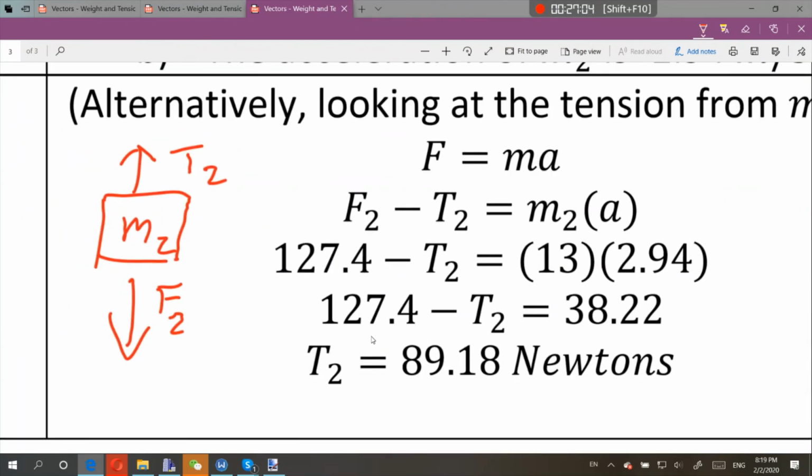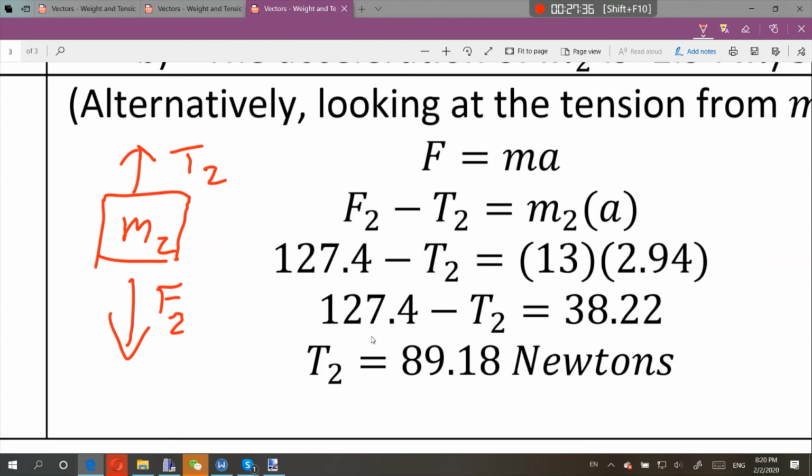My total force should still equal my mass times my total acceleration. My total forces acting just on mass 2 are the force of gravity and my force of tension, which should be equal to my mass times acceleration. So our acceleration again is 2.94. This time it's acting in the same direction as gravity, so I'm going to keep this positive. So my weight was 127.4. My tension would be acting in opposition to gravity, so that should have the opposite sign.